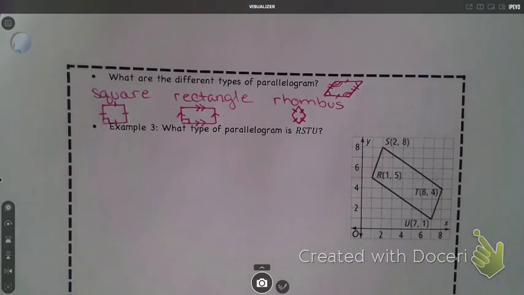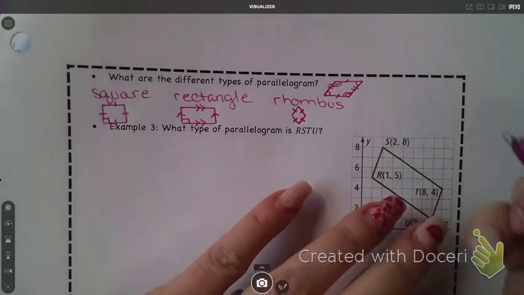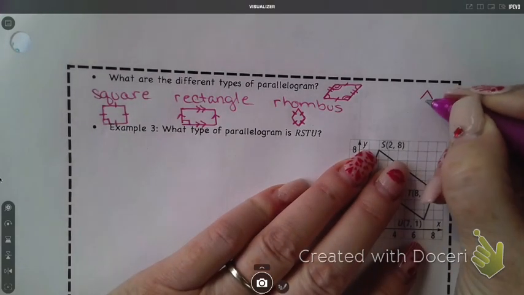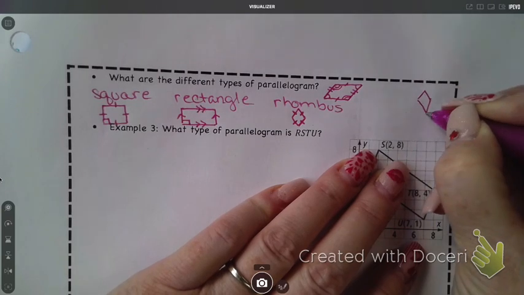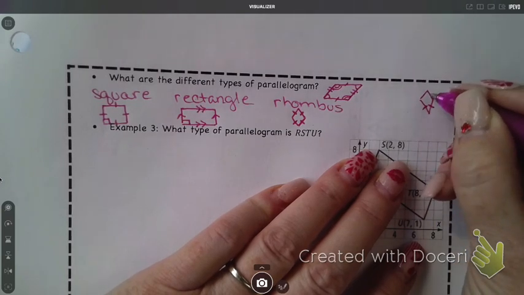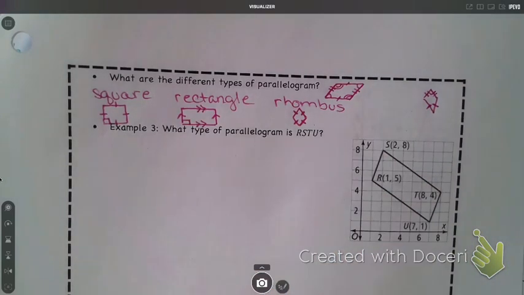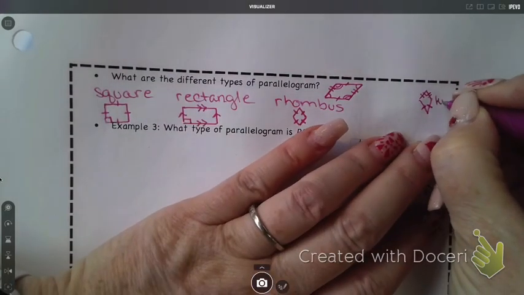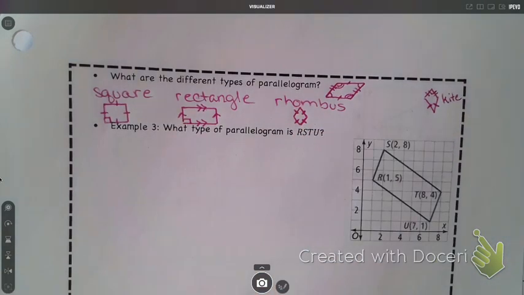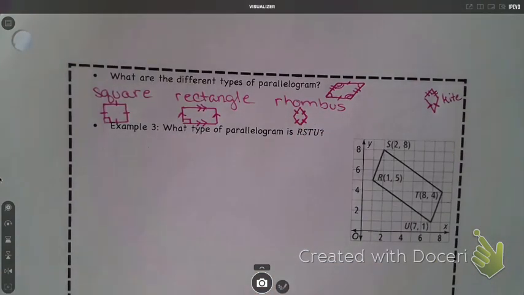A kite looks like this. These sides are congruent and these sides are congruent. That's what's different about a kite. So, do we need to know the specifics? Yes. That's why I put kite and trapezoid on there, along with square, rectangle, rhombus. Because you have to know the specific things that make them. These are shapes you're going to encounter the rest of your life.